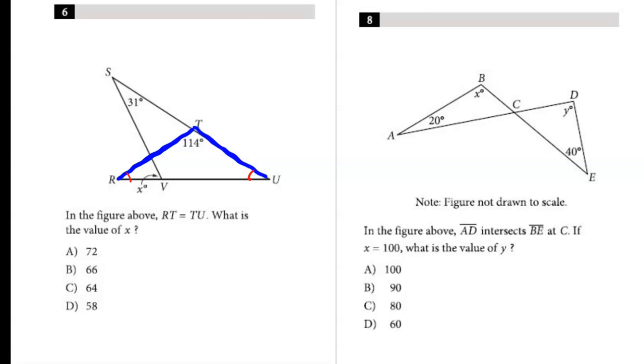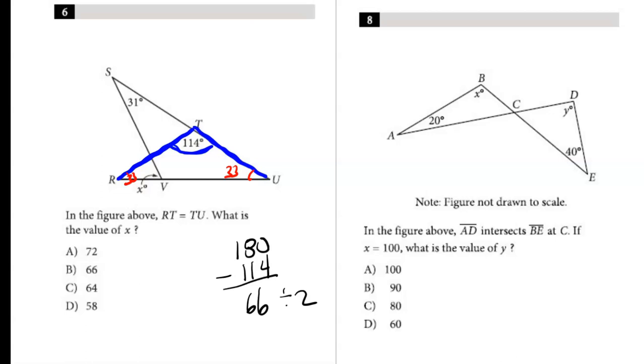And they give me the vertex angle. They told me this top angle here is 114. So let's go ahead and subtract from 180. So 180, take away 114, leaves me with 66. And got to divide that up by 2. So that tells me that this is 33. And it tells me that this is 33.